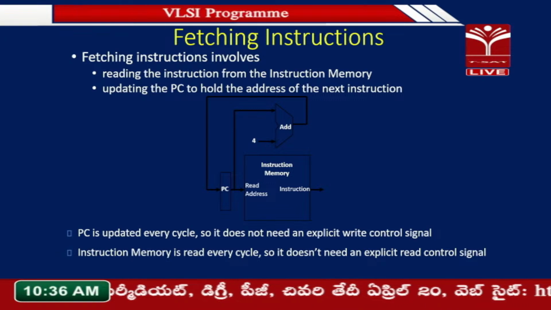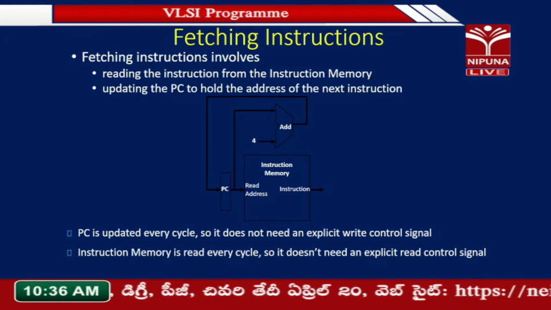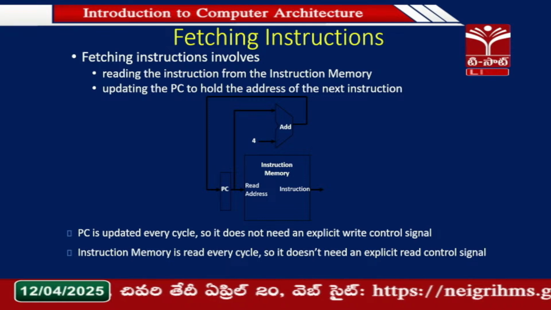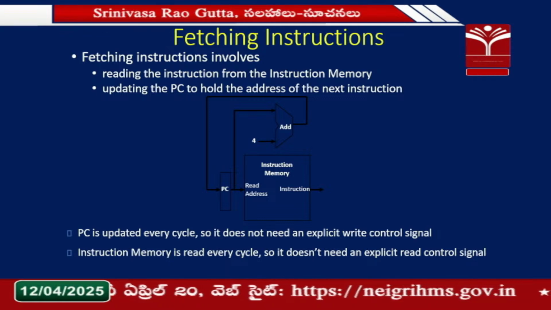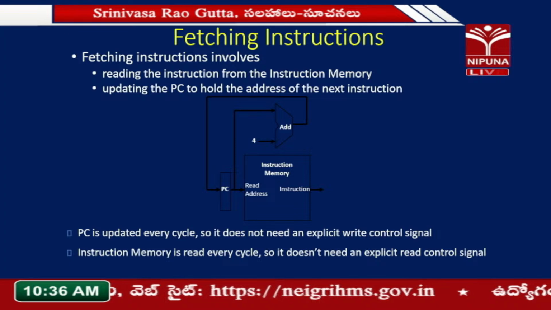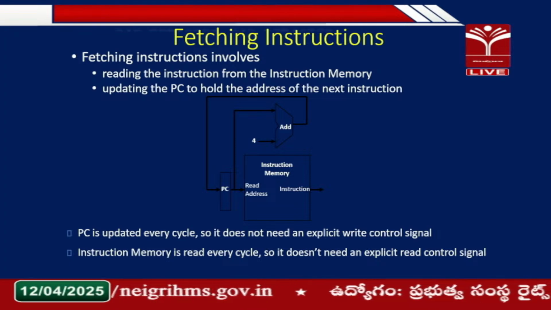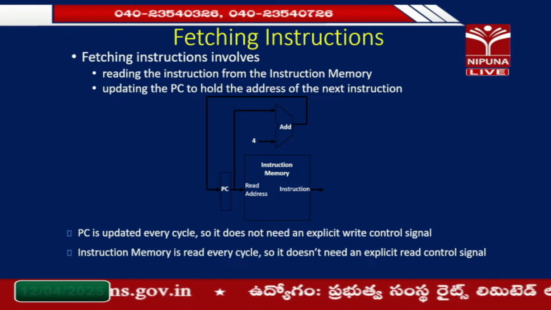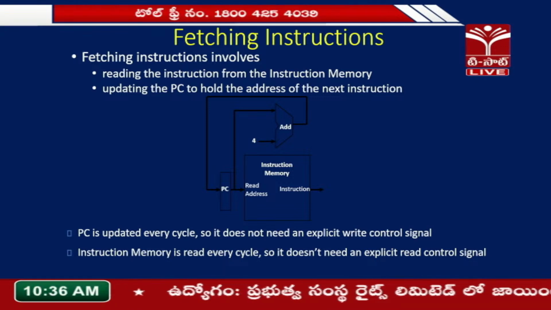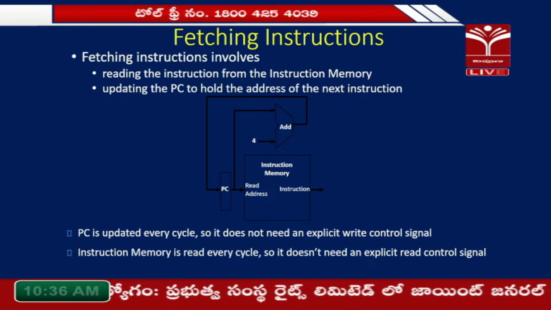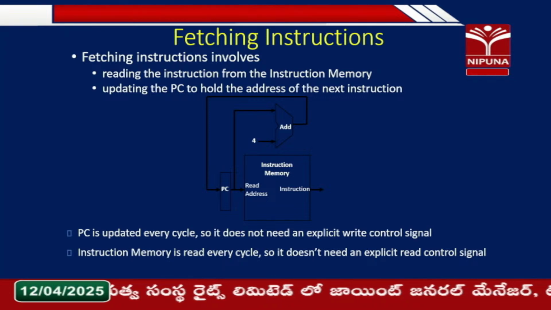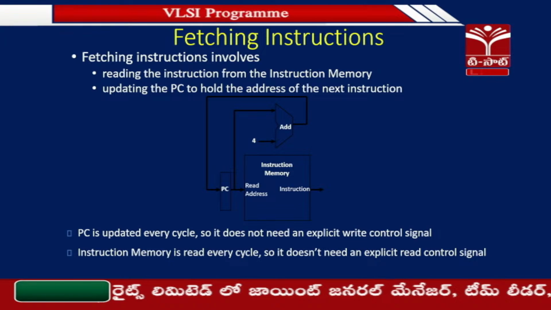So, what is involved in fetching the instruction? When you fetch an instruction, we have something called a program counter in the CPU that keeps track of what is the current program that we are executing. So, the PC typically increments to the next instruction unless there is a branch or a jump. Okay.